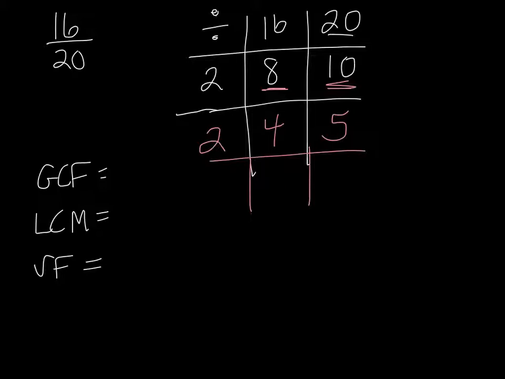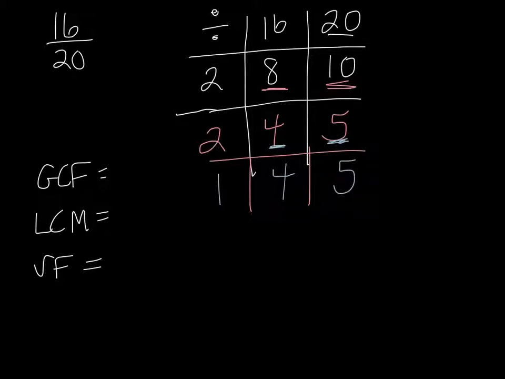And now I'm going to look at the numbers 4 and 5. Since these numbers are back-to-back, they're called consecutive numbers. Typically, consecutive numbers only share one factor, which is 1. And if 1 is the only number you can use, then you're done. So 4 divided by 1 is 4. 5 divided by 1 is 5.